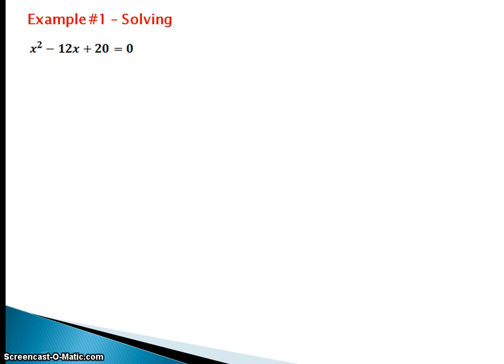Here's an example. Here's example number 1. We have x squared minus 12x plus 20 is equal to 0. So in this case, b is negative 12.